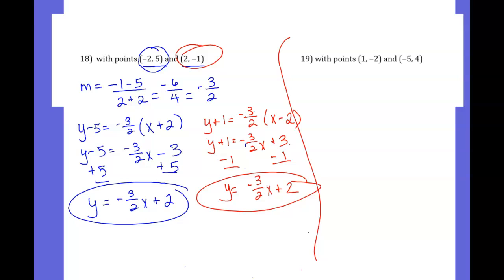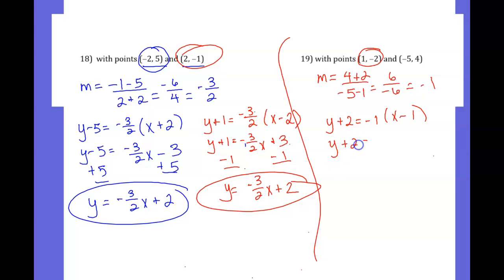We'll finish up with the last one. We're going to get our slope, (4 plus 2) divided by (-5 minus 1). We've got a 6 over -6, so it gives us a slope of -1. I'm going to pick this point. Y plus 2 equals -1 times (x minus 1). Y plus 2 is equal to -x plus 1. Then when I subtract my 2 from both sides, my final answer is y is equal to -x minus 1.